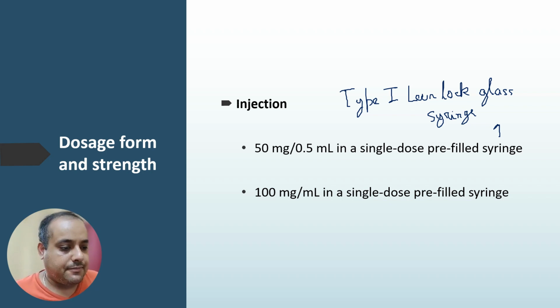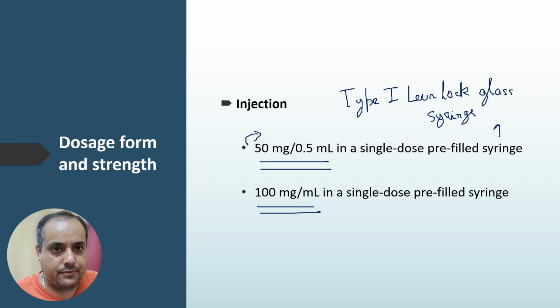For the 50 mg, there are two injections that are available. The first strength is 50 mg per 0.5 ml and the second one is 100 mg per ml. For this one, 50 mg per 0.5 ml, the plunger that we have is violet in color. And for this 100 mg per ml, the plunger is light blue in color.